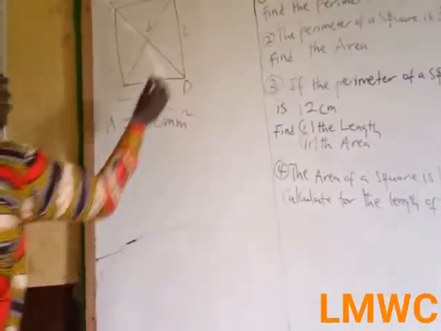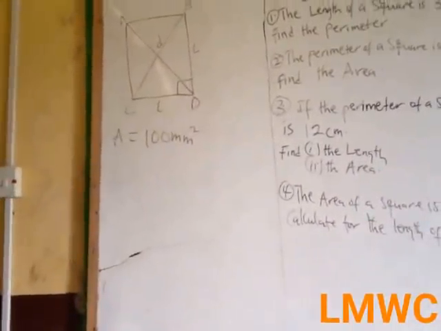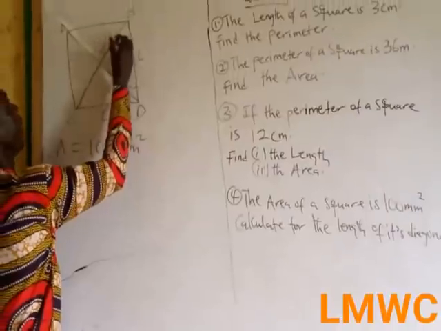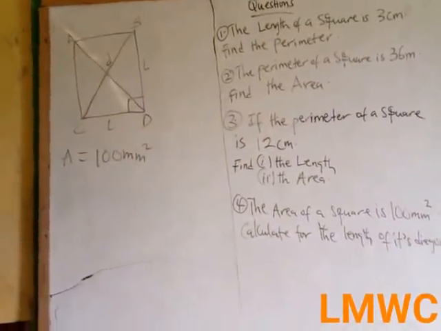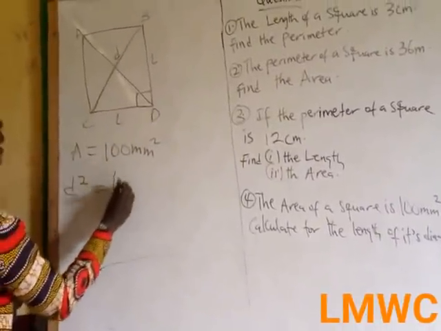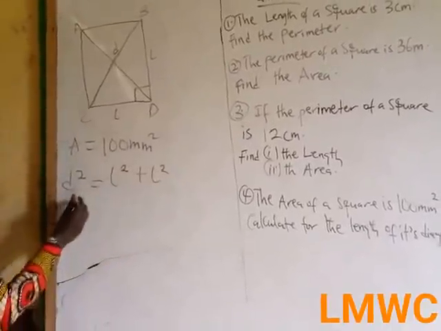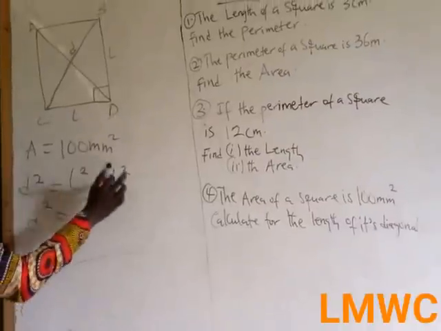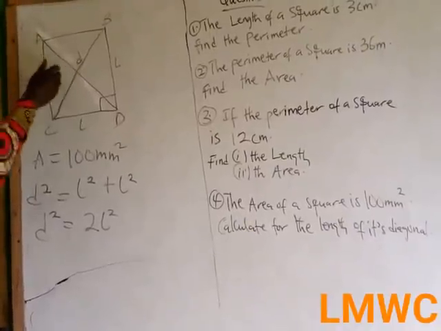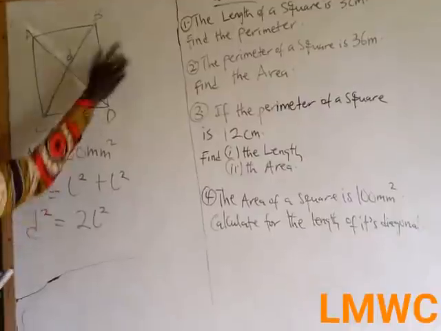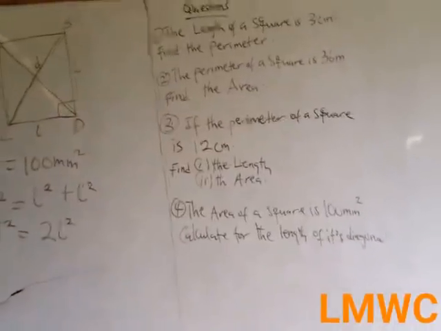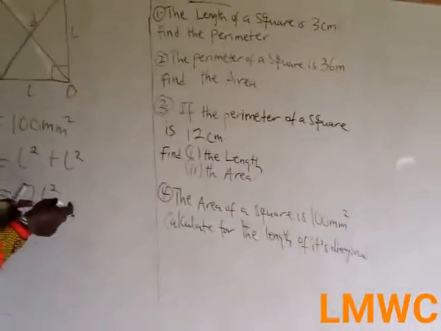This is a diagonal, and this is a side length. So for this question, you will apply Pythagoras theorem. For Pythagoras theorem, you see this is the longest side, and the longest side we call the hypotenuse. Take notes. Hypotenuse. So the formula becomes d squared is equal to l squared plus l squared, which is 2l squared. Because always for Pythagoras theorem, the square of the longest side is equal to the summation of the squares of the two other sides. So d squared is equal to 2l squared.